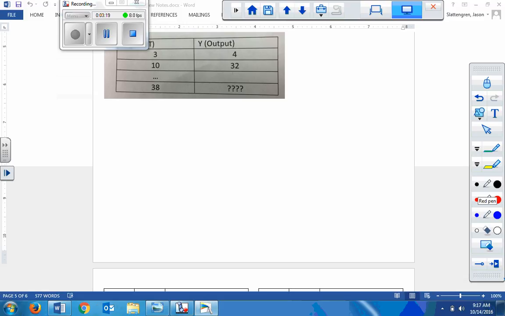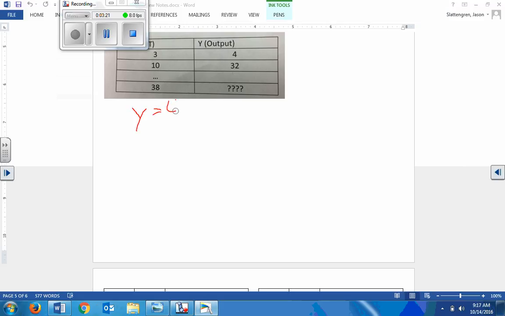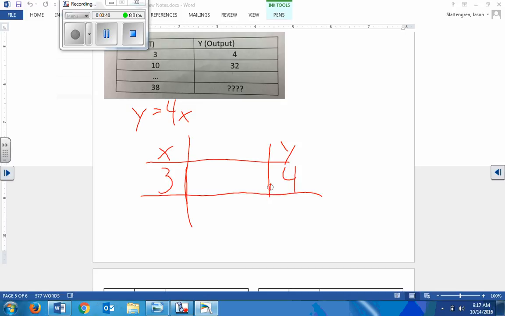So you know our equation is y equals 4 times x. We just don't know what we're adding or what we're subtracting. So we have our x, and let's give a little space like I did on your sheet, and then we have our y for our work. We know when we put in 3, we should get out 4. And when we put in 10 for x, we should get out 32.